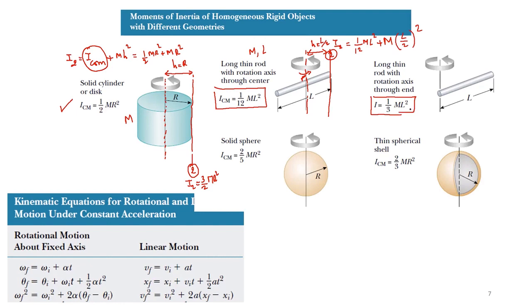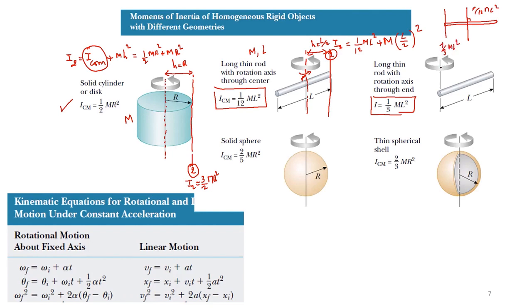So this, I want you to know it by heart. It will save you 30 seconds or 10 seconds. When I have a rod, and the axis is passing through the center of mass perpendicular to the rod, the moment of inertia is 1/12 of ml squared. When the axis of rotation is passing through one end, the moment of inertia is 1/3 of ml squared.